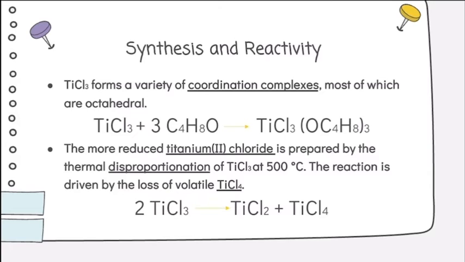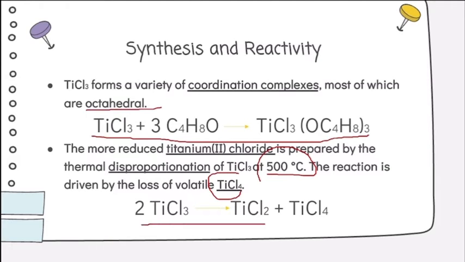Next, titanium trichloride forms a variety of coordination complexes, most of which are octahedral. And this is the formula equation. The more reduced titanium dichloride is prepared by the thermal disproportionation of titanium trichloride at 500 degrees Celsius. The reaction is driven by the loss of volatile titanium tetrachloride. And this is the formula equation.